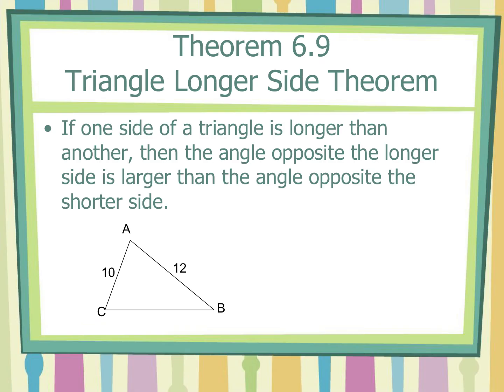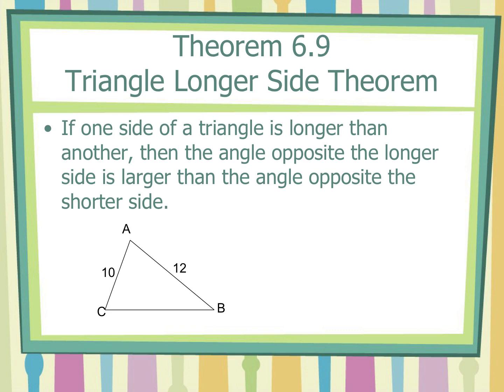That is the first theorem today. It's called the triangle longer side theorem. So if one side of a triangle is longer than another, then the angle opposite the longer side is larger than the angle opposite the shorter side. Okay, copy that down, and then we'll walk through an example.